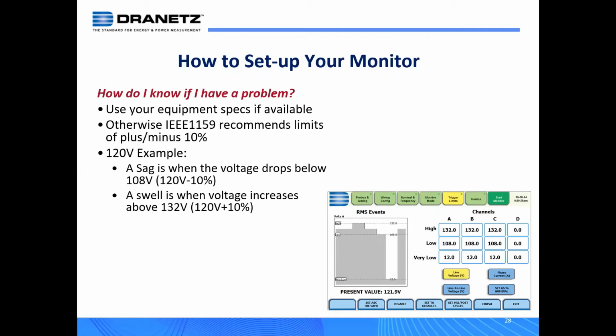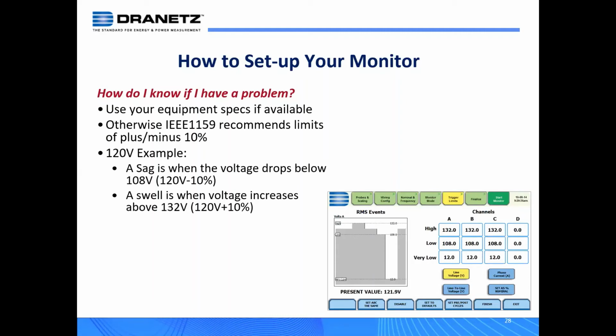What I mean by that: the IEEE's rule of thumb is plus or minus 10% of nominal. So let's say hypothetically I have a UPS system, and my UPS system regulates my voltage output to plus or minus 5% of nominal. Well, if I set up my monitor at plus or minus 10% of nominal, it's not going to trigger or record until I've exceeded the plus or minus 5% specs of my UPS system. So that's probably not a good thing to do.